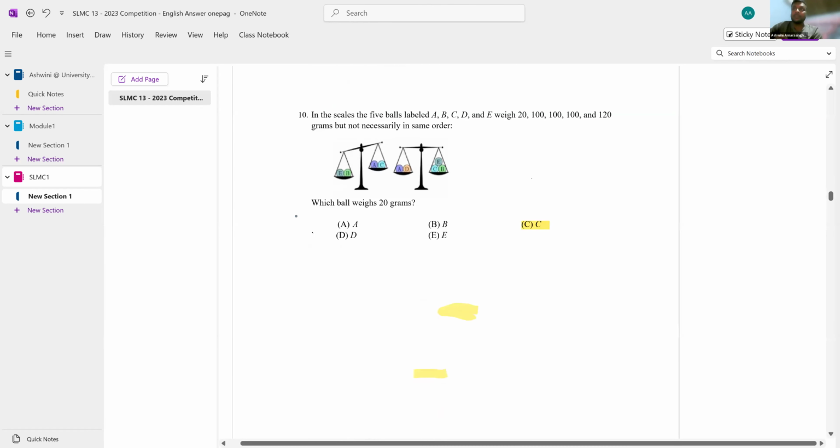Okay, so I'm going to segment this video into 3 parts. The easiest ones, the medium ones, and the harder ones. So these are the easiest ones. So let's finish with this one right here. In the scales, the 5 balls labeled A, B, C, D, and E weigh 20, 100, 100, 100, and 120.